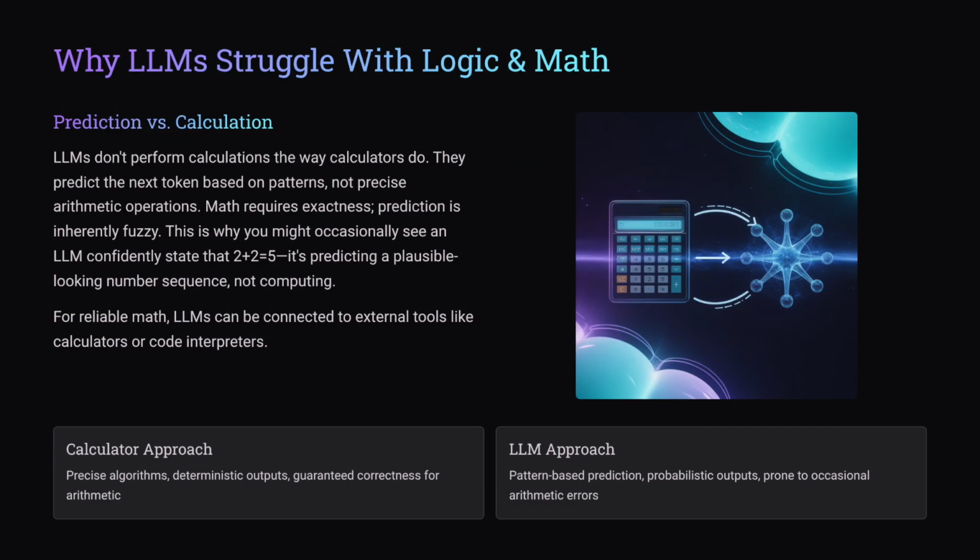LLMs don't calculate like calculators. They don't verify like databases. They predict based on patterns. So sometimes the model writes a beautifully worded explanation with a completely incorrect answer. This is a feature limitation, not a glitch. And knowing this empowers you to use AI smarter.